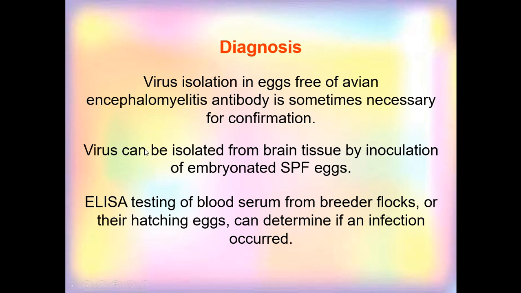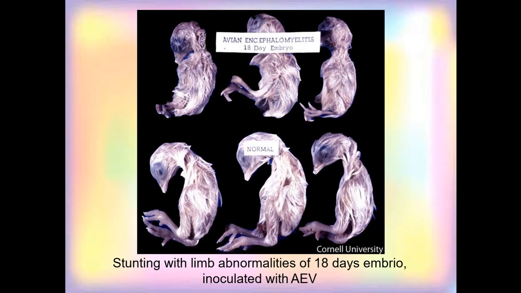The virus can be isolated by inoculation in embryonated specific pathogen free, or SPF, eggs, just like we do isolation for Newcastle disease or avian influenza. These are abnormalities of the embryo. This is the normal embryo. This is an embryo with avian encephalomyelitis: small size, and you can see a reddish area around the eye caused by hemorrhages in the eye and also in the brain.